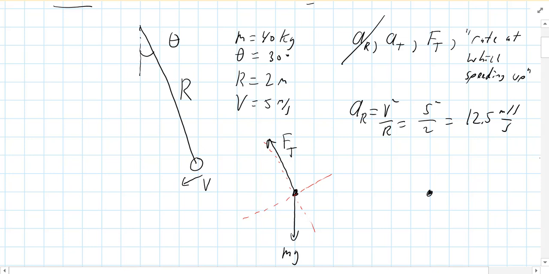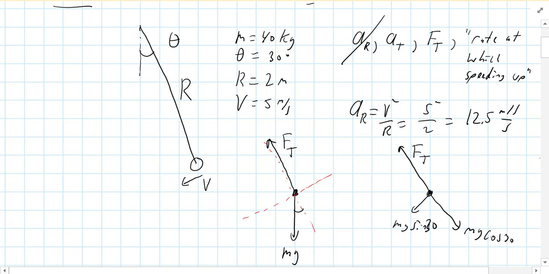So I'll redraw this here. Here's your force of tension, which is at a 30-degree angle to the vertical. Force of gravity, we have to split that up. So here you're going to have mg, and I hope you'll agree this is also 30 degrees there. So this is mg cosine 30, and this component here is mg sine 30.